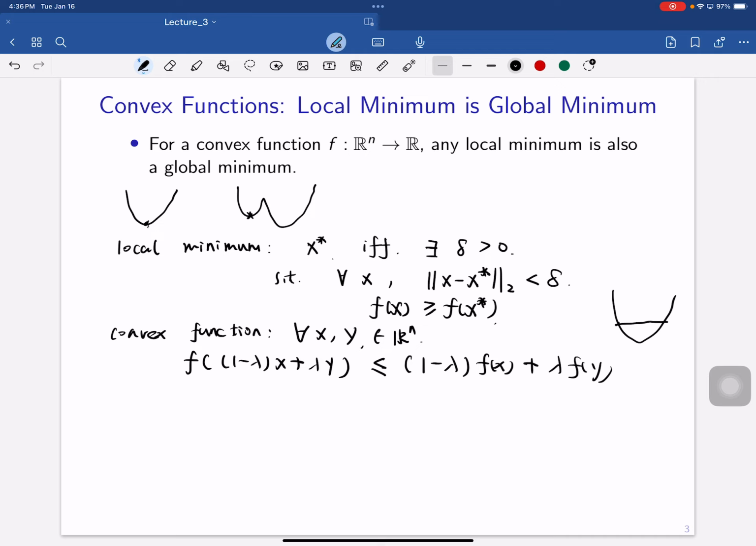Okay, so now with those 2 definitions, we are going to prove the claim that if f is a convex function, then a local minimum is also a global minimum, right? So without loss of generality, let's take x star to be a local minimum.